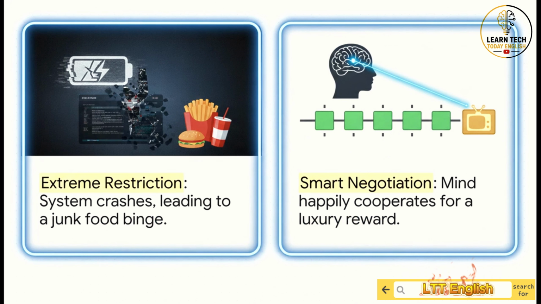Let's look at a fitness diet analogy because it illustrates this perfectly. If you restrict calories too harshly, like extreme restriction, your system eventually crashes and you just end up binging on junk food. But if you use smart negotiation, like promising your mind one cheat day in exchange for 6 days of healthy eating, your mind happily cooperates. Why? Because it knows a luxury reward is coming.